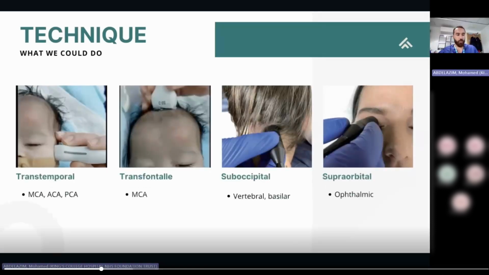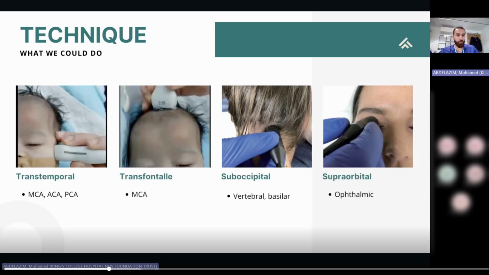So here we're talking about the technique, the well-known windows for scanning or getting your TCD scan done. Transtemporal is the most common that we usually use in our PICU. Transfontanel is more common in neonates, where they still have an open anterior fontanelle. Suboccipital and supraorbital as well, and both are usually done more in the adult population.